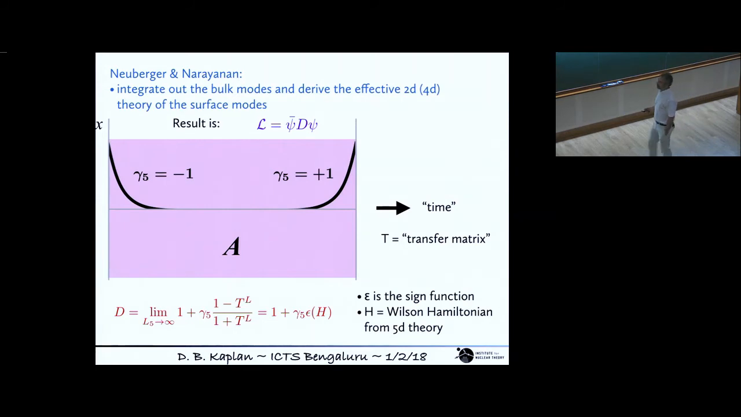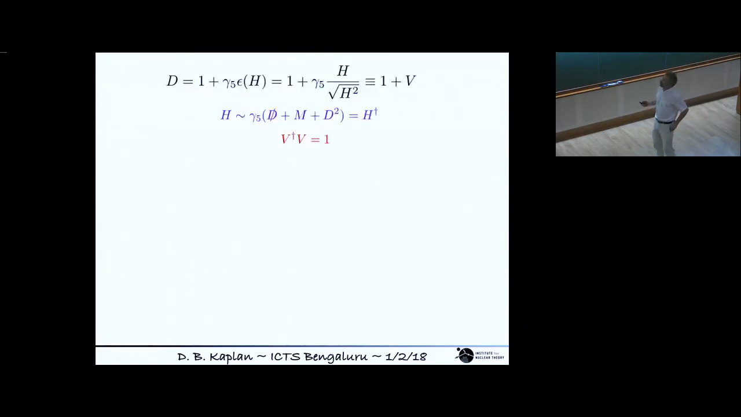All of the non-trivial dynamics that make up the world come from the fact that the gamma 5 and epsilon of h are not diagonal on the same basis. And that mismatch is completely due to the gauge field. So here's the overlap operator. You could write that sine function of h over the square root of h squared.